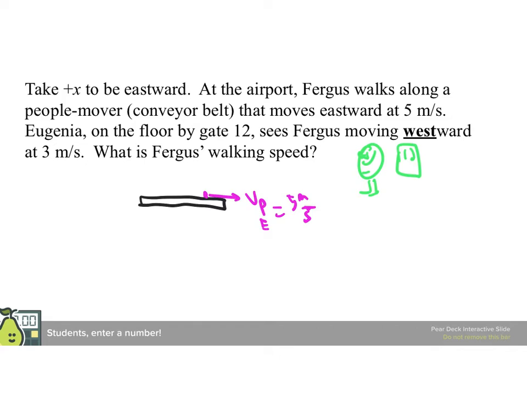But now we have Fergus. If Fergus is moving westward, then he must actually be walking westward, because if he were walking eastward, the thing would speed him up a lot. So we'll say this is the velocity of Fergus relative to the people mover, but it's westward. The arrow takes care of that for us. And then Eugenia sees him moving. That's Fergus relative to Eugenia. And we know that that is also westward, but it's 3 meters per second.